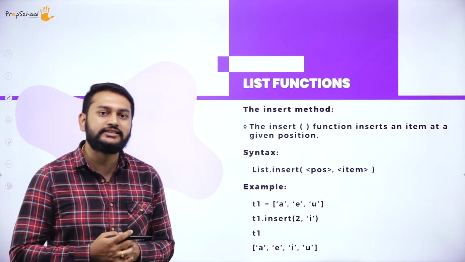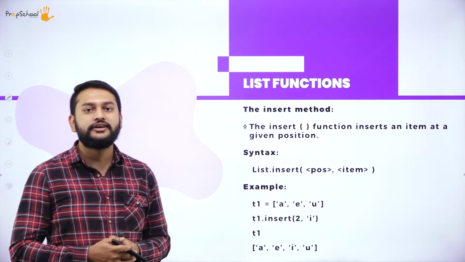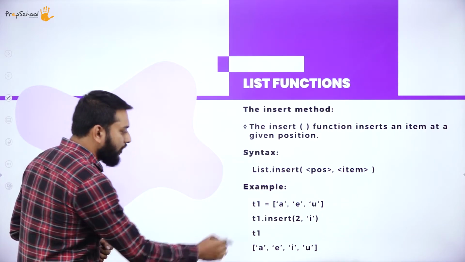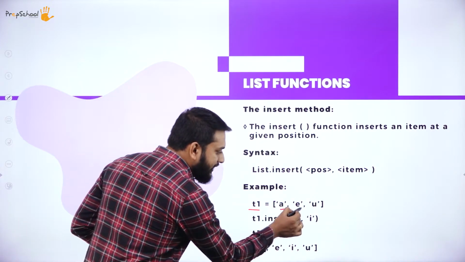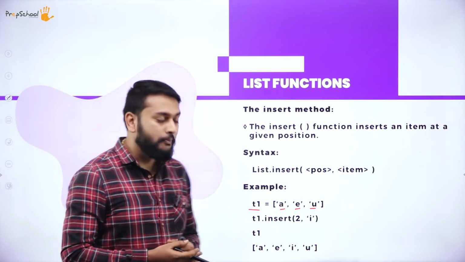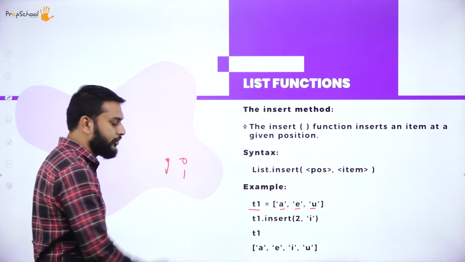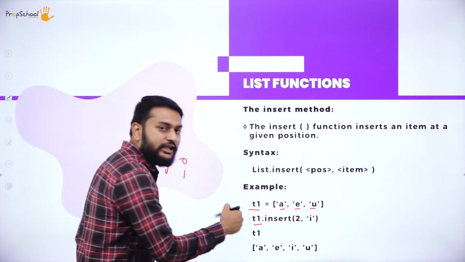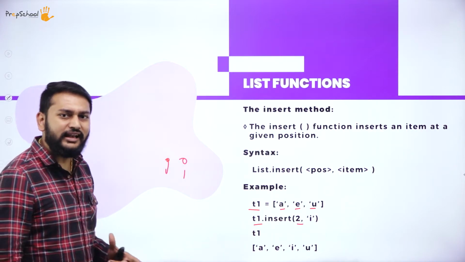Then what is the syntax for this function? If I want to insert any element into this list, what is the syntax that I should remember? Please listen to me carefully. I have the list, that is T1, and what I have is A, E, U inside the list already, but I want to insert a particular value, that is I. So how do I insert? Please listen carefully. T1.insert, and I have given 2, comma, I. What exactly is 2, comma, I?